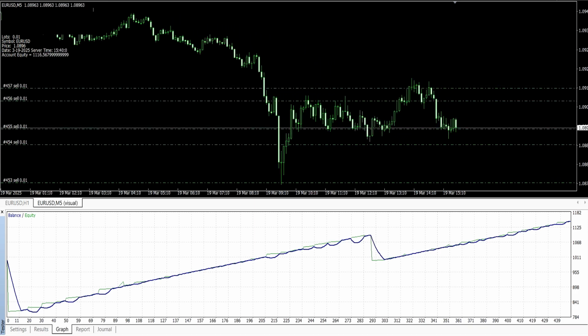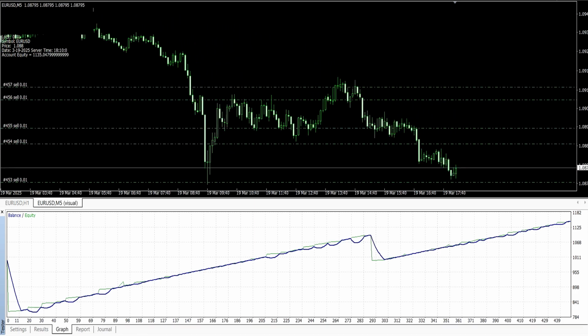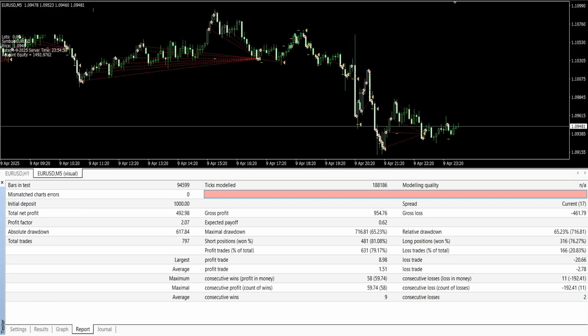I just finished a backtest using this EA on EURUSD on the M5 timeframe. Let's take a quick look at how it actually performed. I started with an initial deposit of $1,000 and ran this EA through a full backtest. The total net profit was around $492.98, giving us a return of nearly 49% over the test period.